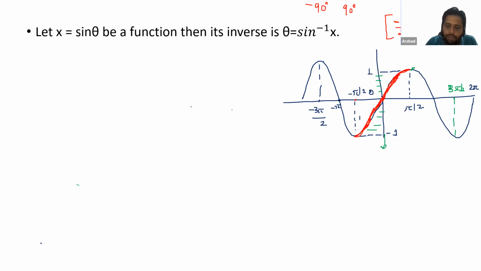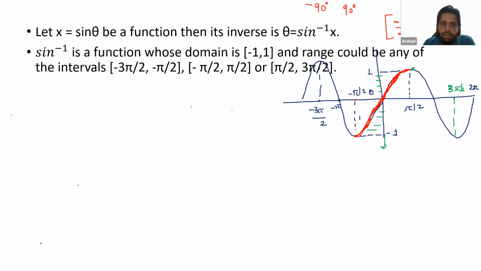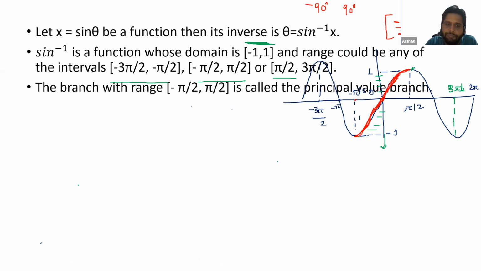Now, the same thing we were discussing here: sine inverse is a function whose domain is -1 to 1. This point we will discuss again from the graph. And the range could be any of these intervals. You can take any interval, this and this, but we should have some standard, and that standard is the principal branch. We will discuss that later on. I am erasing this graph, I will draw it again.